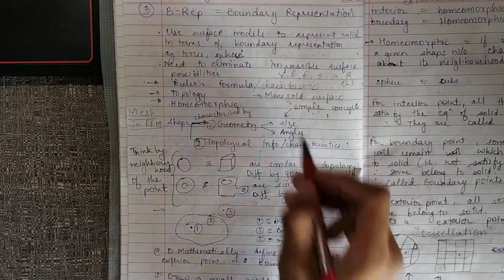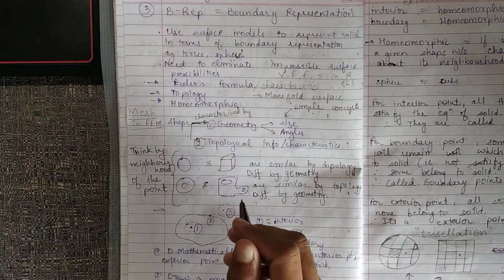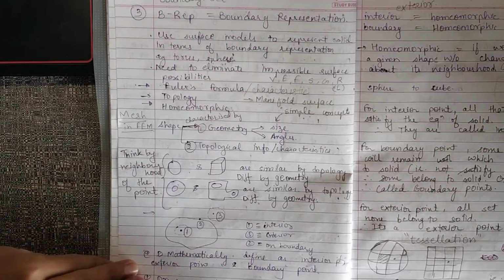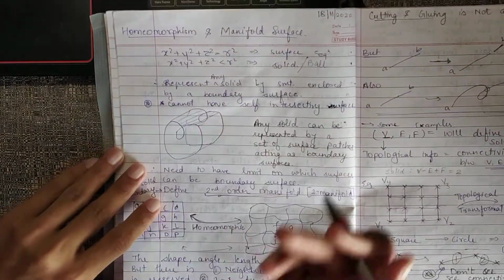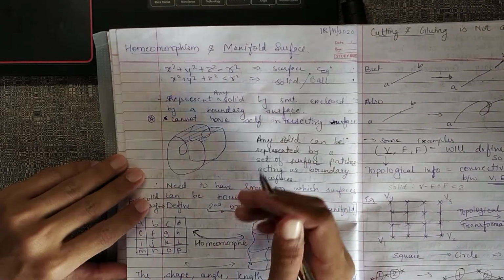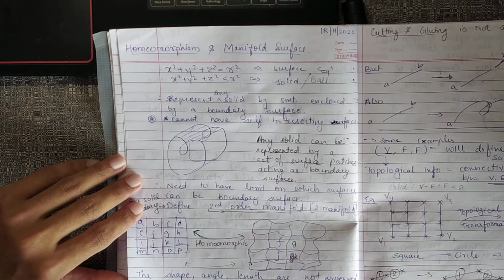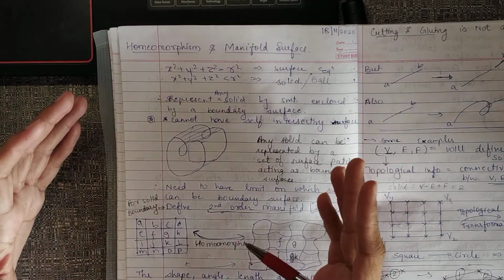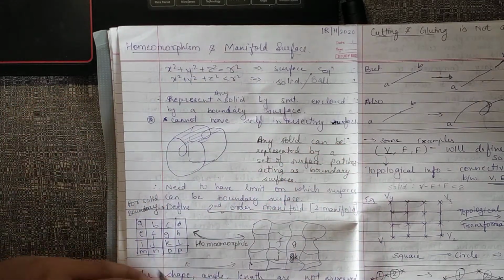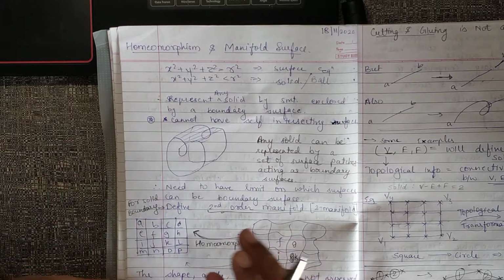So starting with the manifold surfaces. There were so many kinds of surfaces which were possible, right? There could be any type of surface, but the surfaces which can make a valid solid out of it, that set of surfaces are called manifold surfaces. That is a simple definition of a manifold.